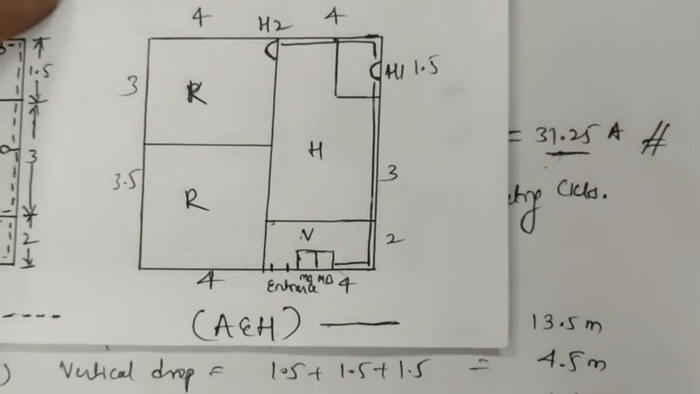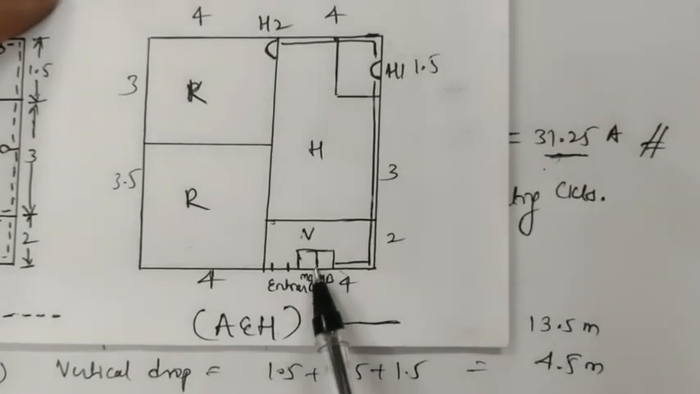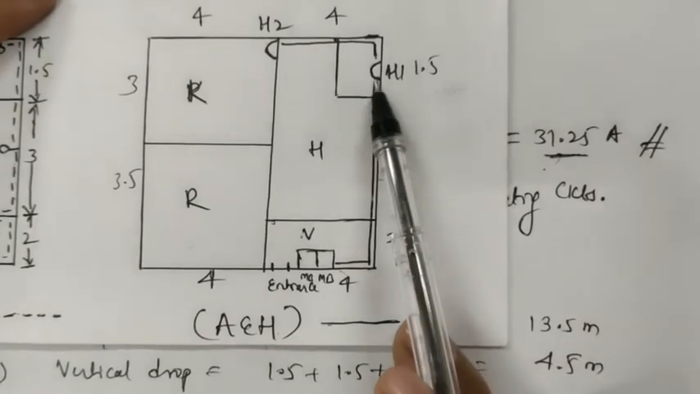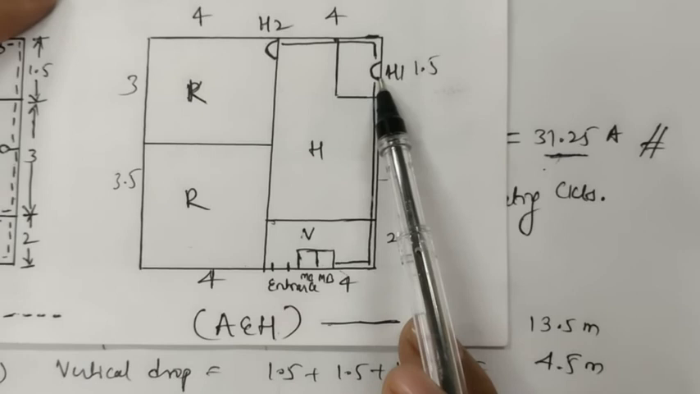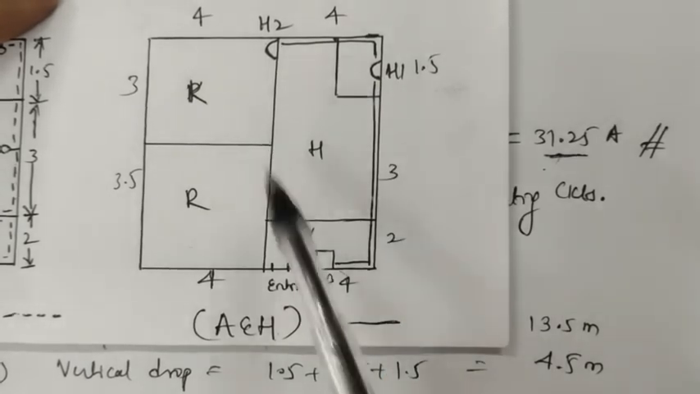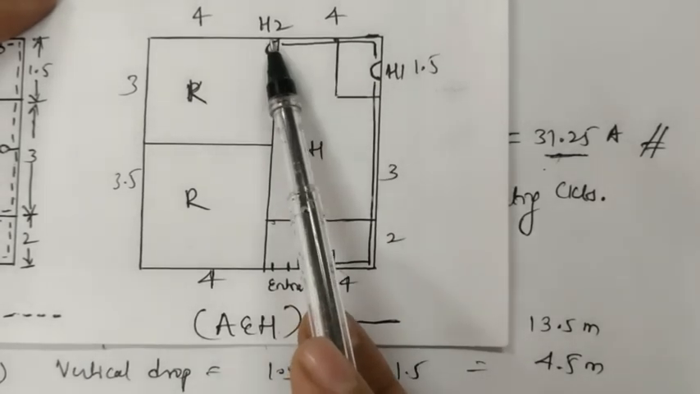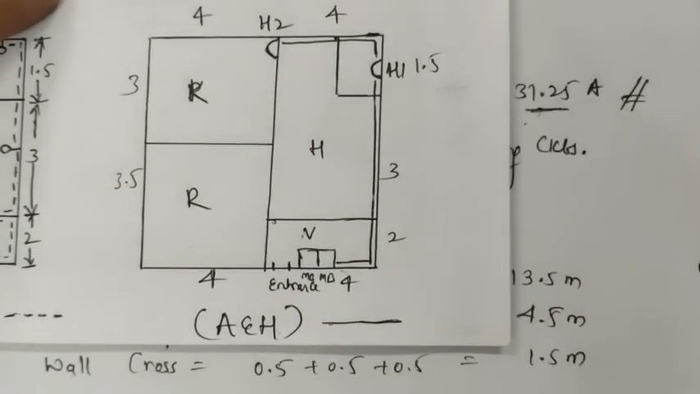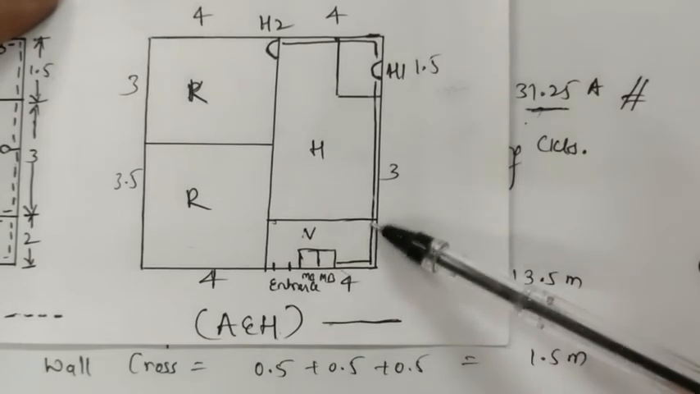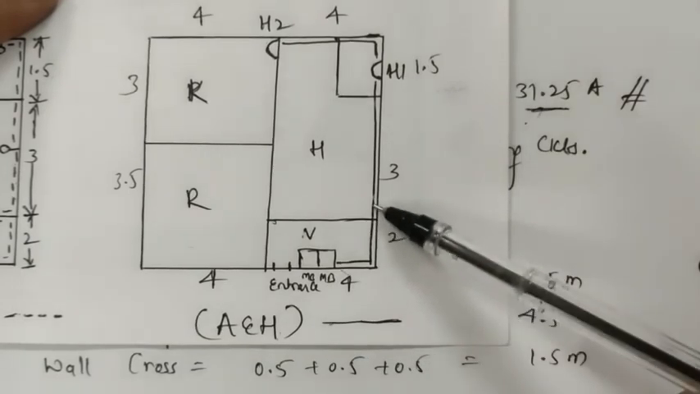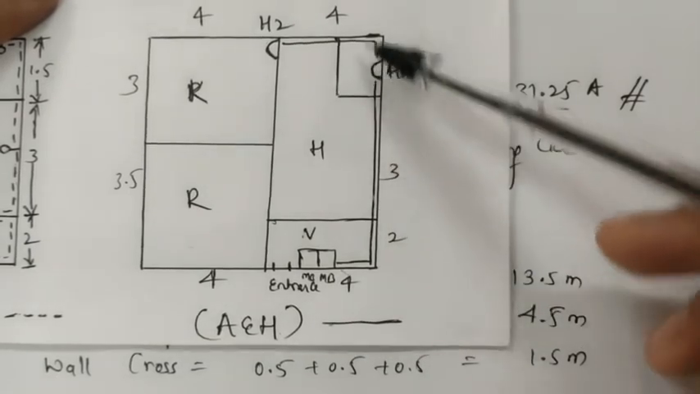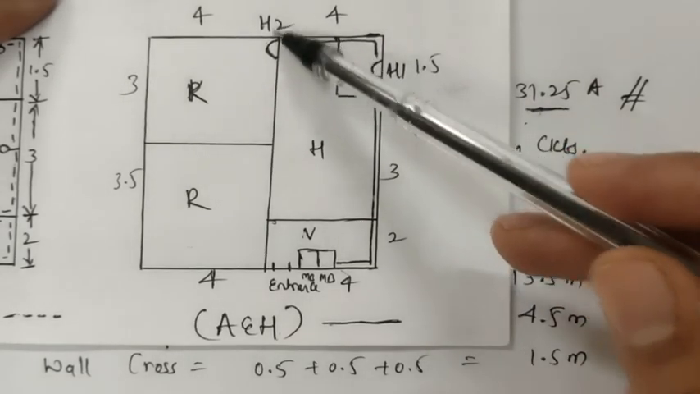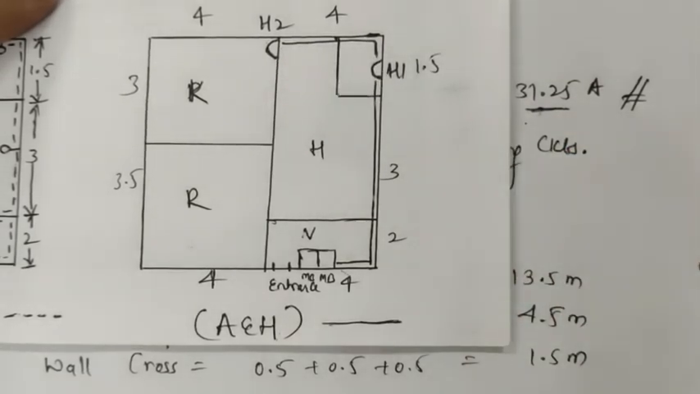Next, vertical drop. The meter board and main board is there, 1.5, plus a switchboard is required for H1, heating point number 1, 1.5, and similarly one more switchboard you have to take for this point, so 1.5, total 4.5. Then wall cross: here you can see the cable is running from this room to this room, one wall cross, second, and this is third. So total 0.5 into 3 times, you will get 1.5 meter.